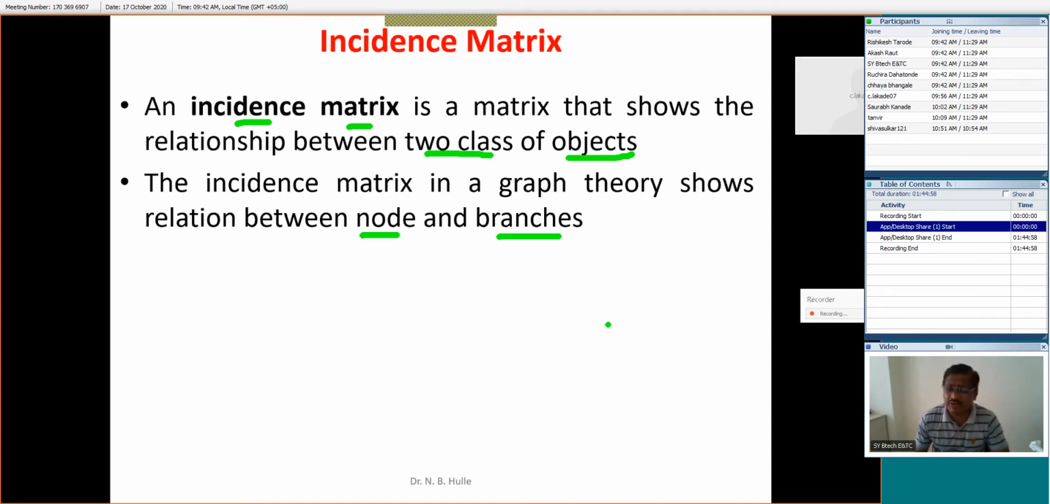Everything will be expressed in terms of matrices in this particular chapter. So first we will show the relation between the nodes and the branches by a matrix from the graph, and that matrix is known as the incidence matrix. The incidence matrix in graph theory shows the relation between the nodes and the branches. How, I will discuss here.